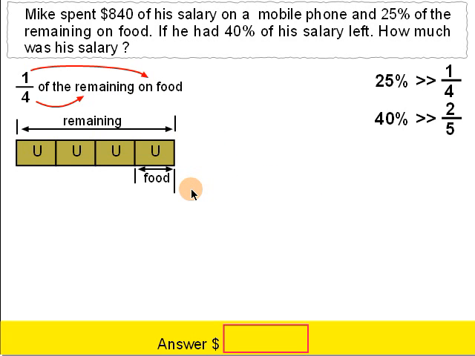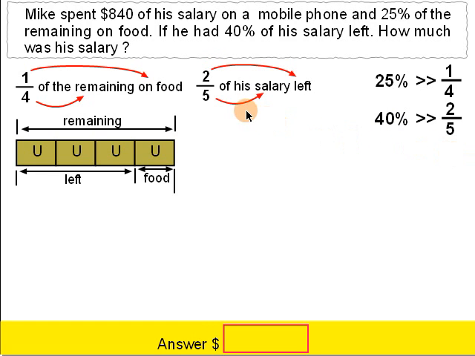So after this, what happened? After spending this 1 unit on food of the remaining money, he had 3 units left. But we are told in the separate statement that he had 40% of his money left. Since 40% is equal to 2/5, we rewrite it as 2/5 of his salary left. That means salary is equivalent to 5 parts, and he had 2 parts of his salary left.